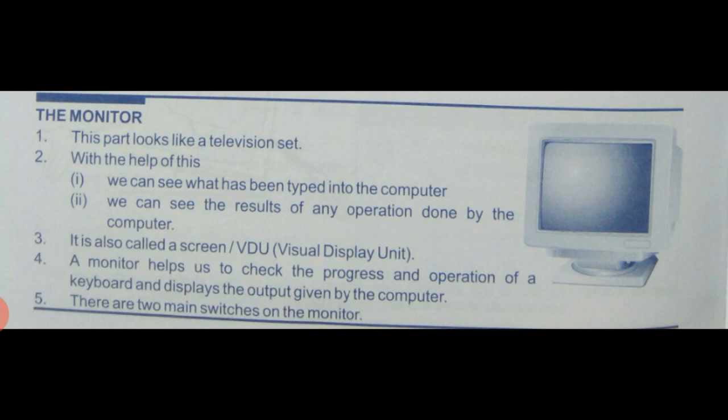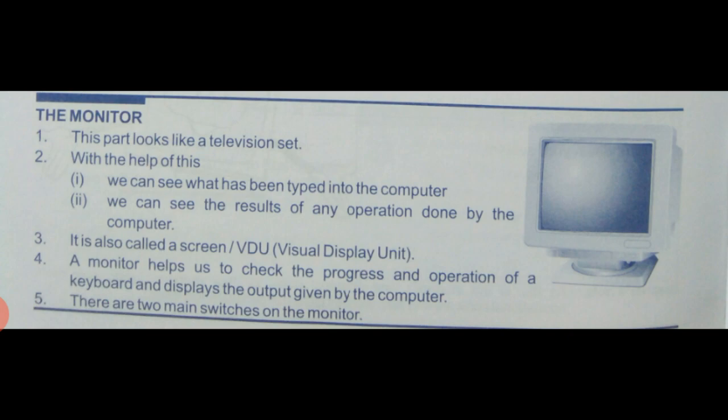What is the use of monitor? There are two main uses they have given. First, whatever we are typing, it shows on the monitor. Means we can see immediately whether we are typing correctly or not. And second, we can see the result of any operations done by the computer. Means whatever result is shown by the computer will be shown on the monitor. Third, it is also called a screen video, that is visual display unit.